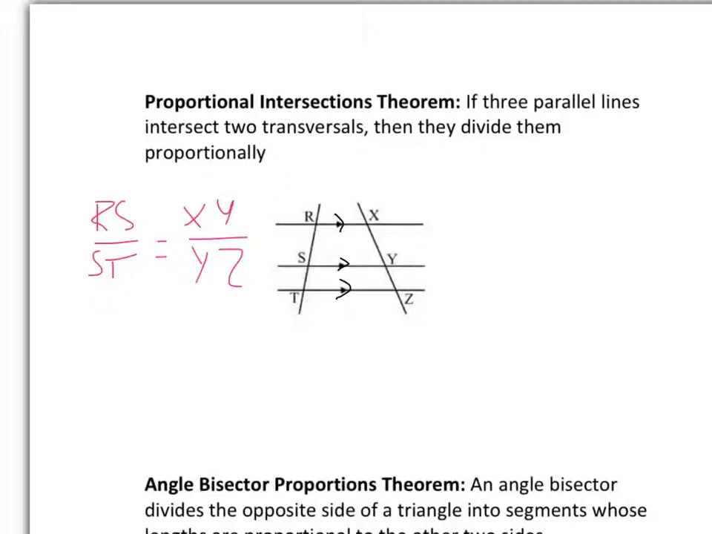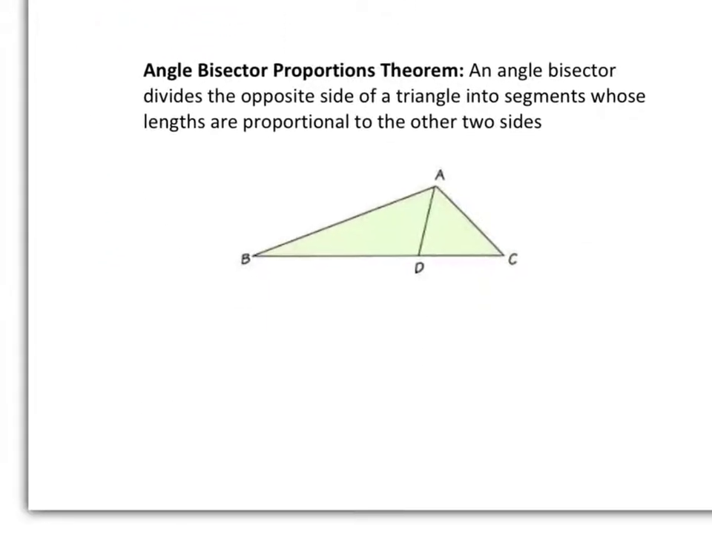Pretty simple stuff there. And lastly, if you have a triangle with an angle bisector, it also will divide lengths into proportions. First of all, you've got to have an angle bisector, so that means that these two angles have to be the same. That's very important: AD has to be an angle bisector of angle BAC. Now, if that is an angle bisector, then we can write this proportion.